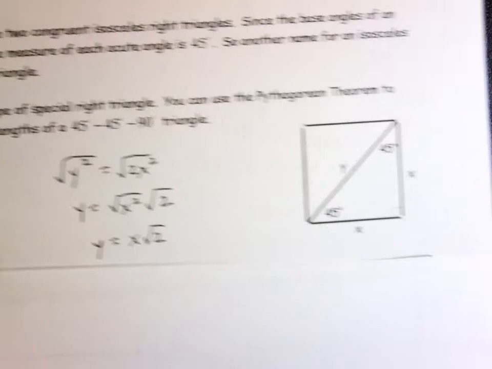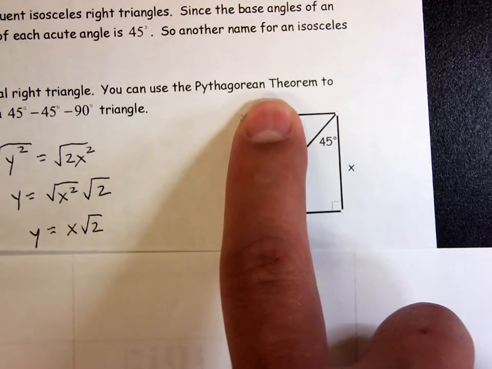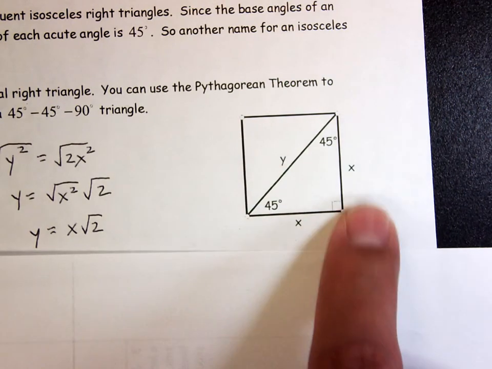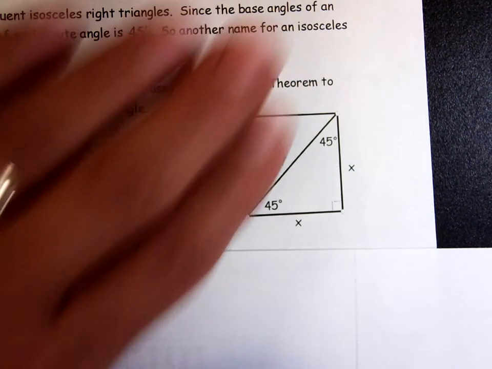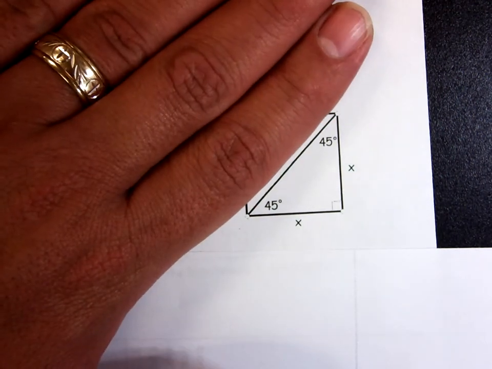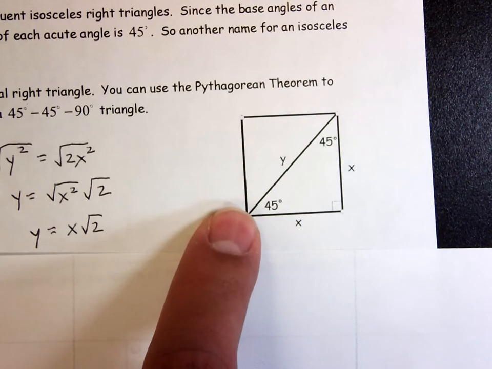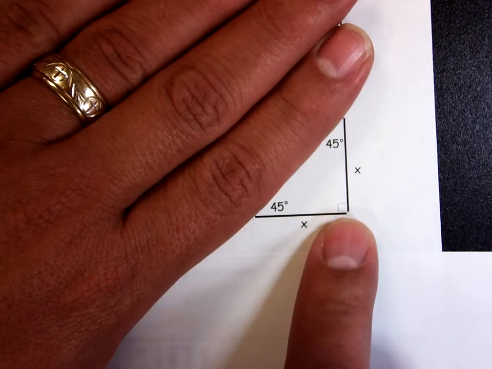All they did to make that triangle is they started off with a square. Square, square, square, 90 degrees, 90 degrees, 90 degrees, 90 degrees. And if that's x, that's got to be x. If it's a square, all the sides are the same length. Then they drew in a diagonal, this diagonal y, which cut that 90-degree angle in half, which cut that 90-degree angle in half, which now made a 45-45-90 triangle.